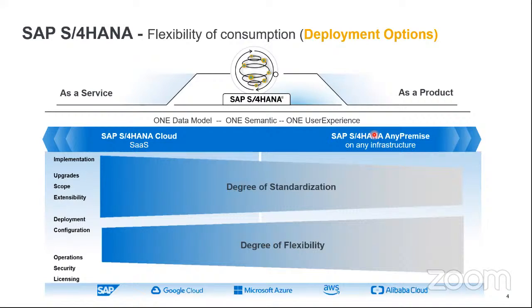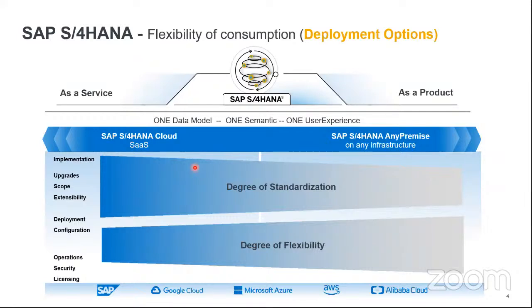Okay, so this particular slide talks about the deployment options. What are the pros and the cons for each of the deployment options? As you can see on the right hand side, one of the deployment options is as a product, and as a service on the left hand side. So when we talk about as a product, we are basically talking about SAP S4 HANA any premise or any infrastructure. We'll talk about what any infrastructure is in more detail in the coming slides, but the left part of it is S4HANA Cloud, which is software as a service, SaaS-based model.